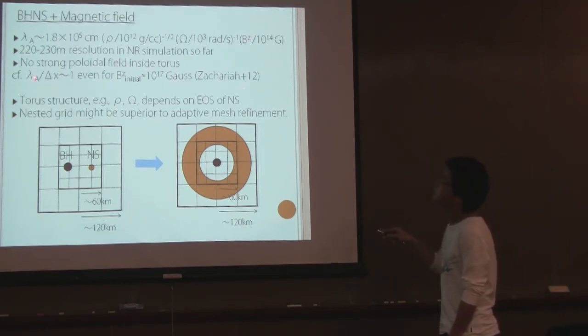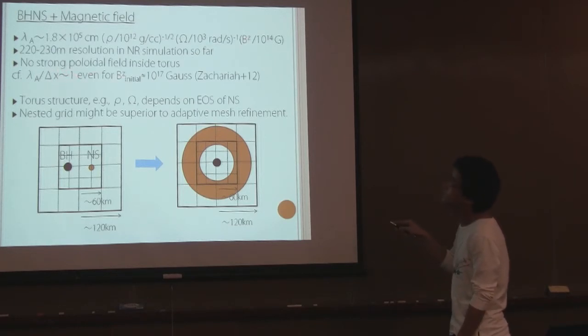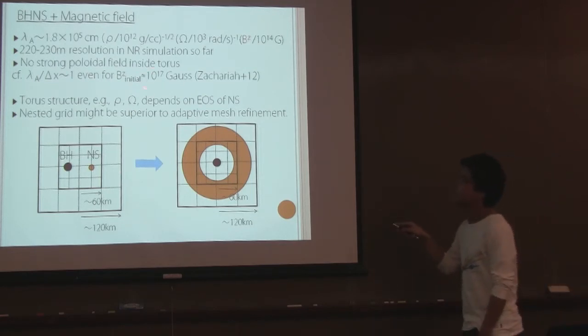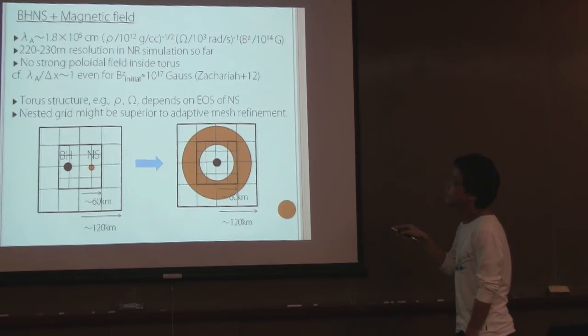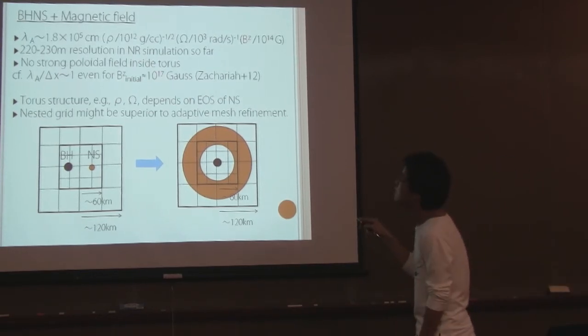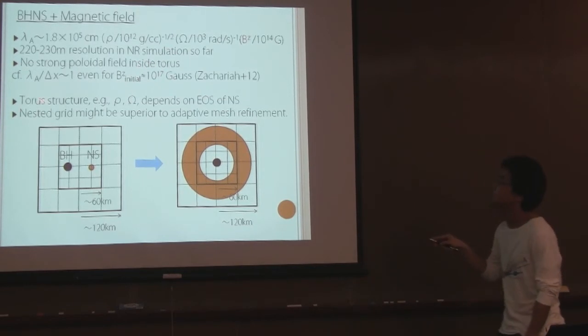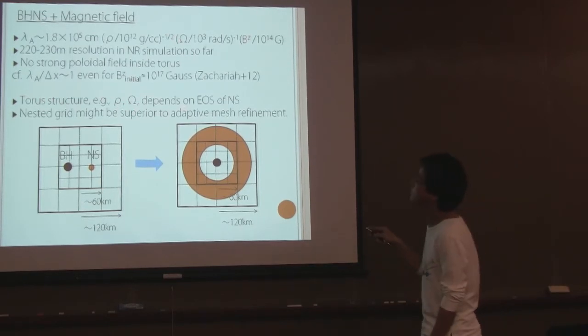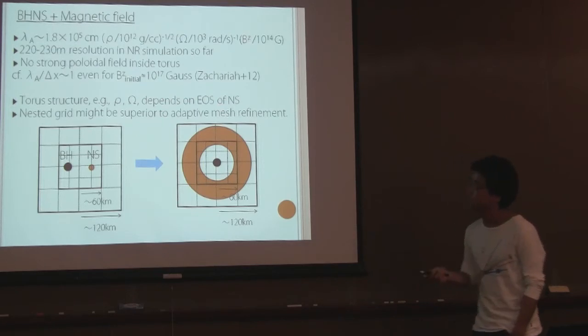So they estimated the MRI wavelength divided by the grid resolution, which is about unity, even for the ultra-strong initial magnetic field. However, in this simulation, they use a gamma-law equation of state, and if you change the equation of state, this result will change, because the accretion disk structure, such as the density or the angular velocity, strongly depends on the equation of state of neutron stars.